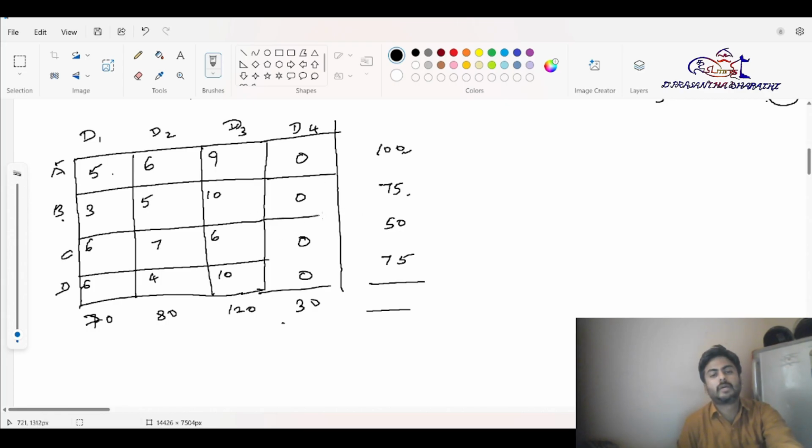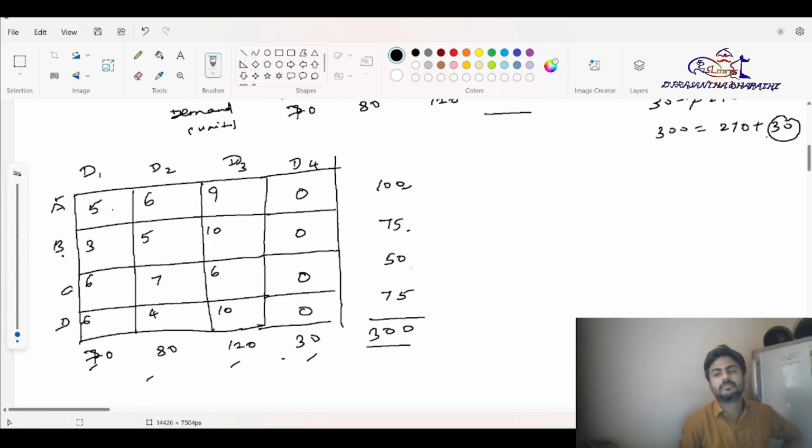So now the given problem becomes balanced. Now we are having totally how much? See, 80 plus 120 is 200, 230 plus 70 is 300. Here also 150, 50 is 200, plus 100 plus 100 is 300. So it is balanced. Okay, now the problem becomes balanced.